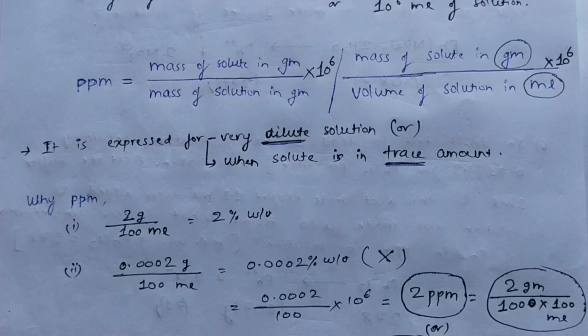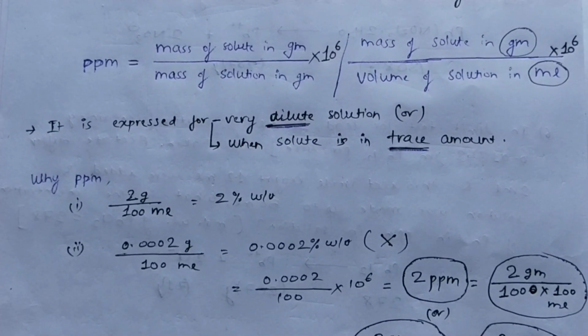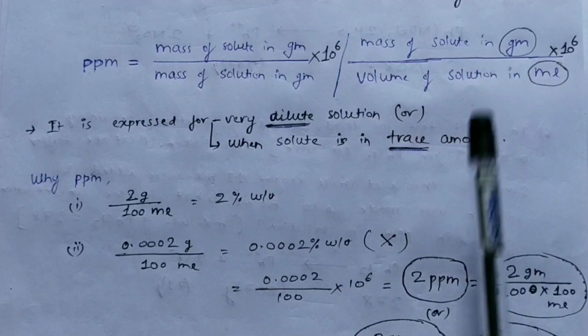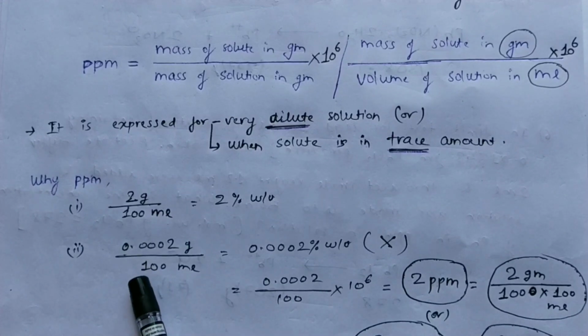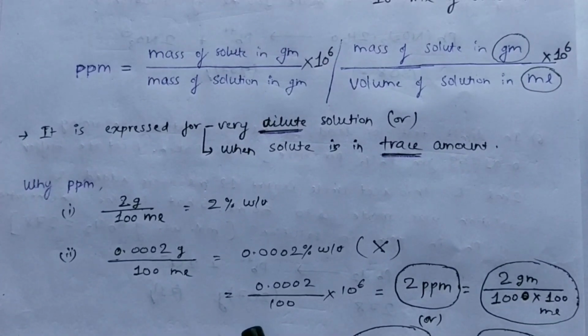So to express it in the right way, in a correct and respectable way, we will express the concentration of such a dilute solution in parts per million. How? You have the mass of solute in gram, 0.002, and the volume of final solution, 100 ml. Keep it 100 ml and multiply it by 10 to the power 6, and then you will get 2 parts per million. Now see, it looks good, 2 parts per million.